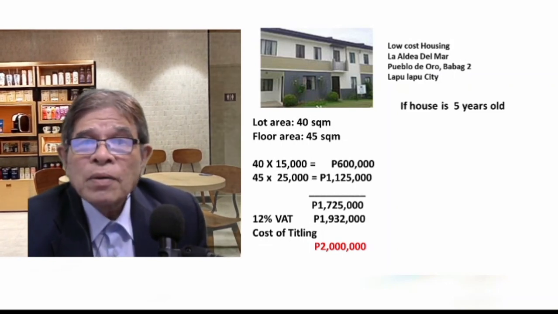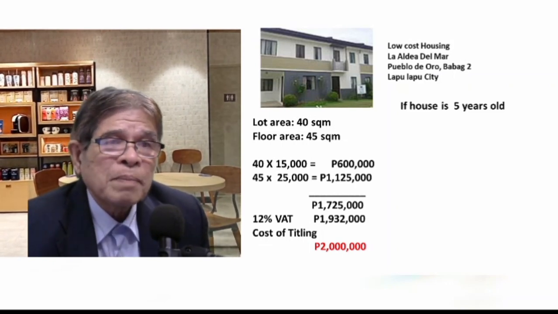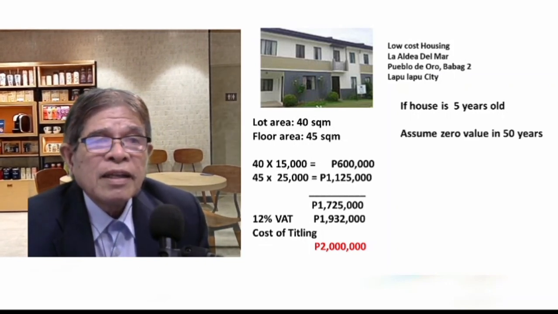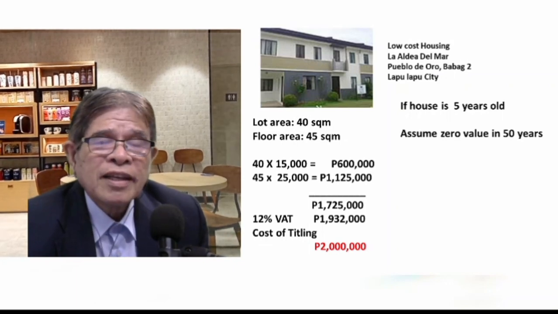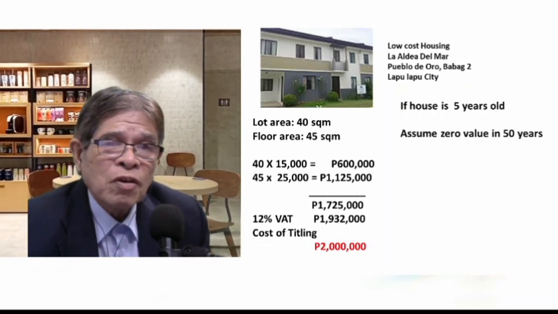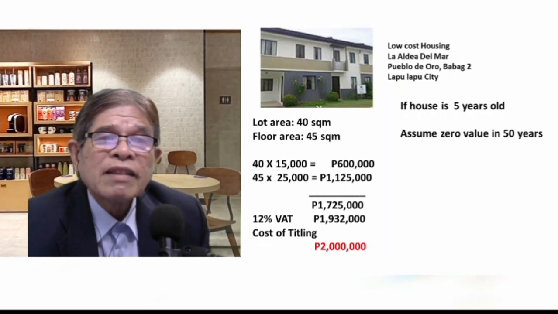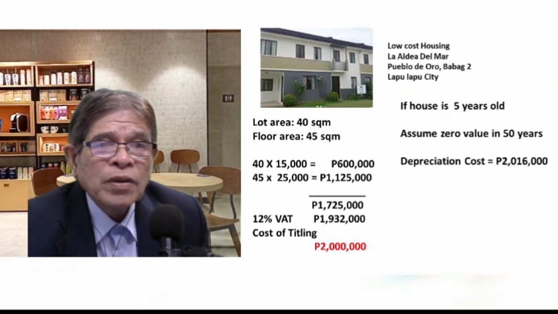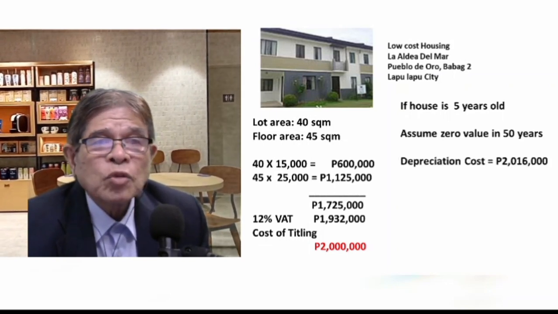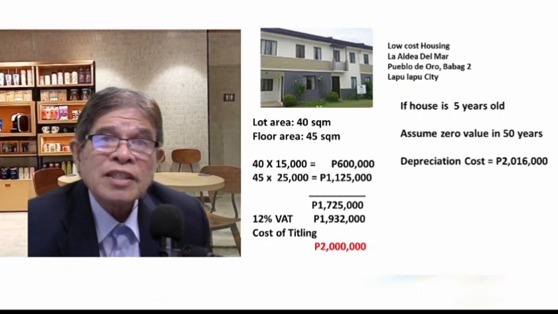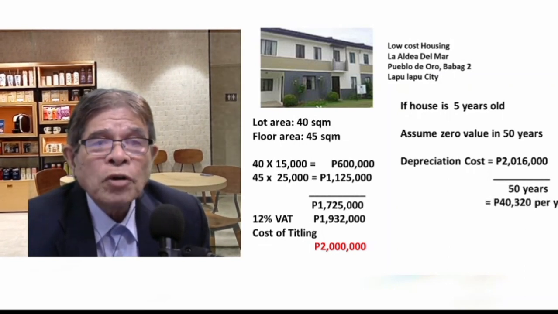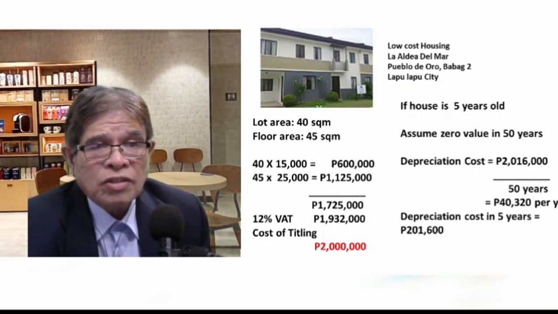Now, if the house is 5 years old, for example, you have to determine the depreciation cost. In determining the depreciation cost, you have to assume that the value is zero in 50 years. And so, the depreciation cost is 2,016,000, which is the price, divided by 50 years, that will be 40,320 pesos per year. And this is the cost of depreciation.